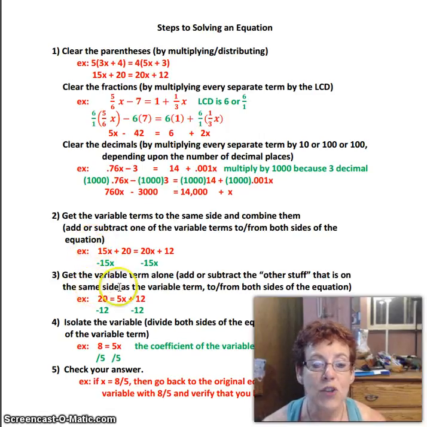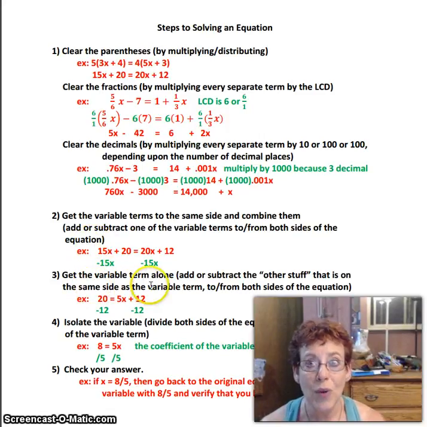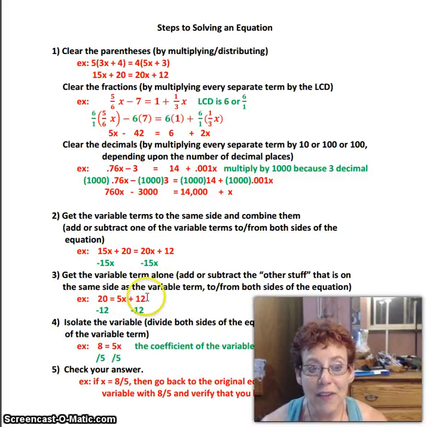The next step is to leave the variable term alone, the one we just isolated, and get it alone without the other stuff that's there. So here we have an equation with just one variable term, but it's got other stuff. So we want to get rid of that other stuff. I don't want to deal with the 20. The 20 isn't affecting anything. It's the other stuff, which is on the same side as the variable term, that we want to remove. So we subtract 12 from both sides.